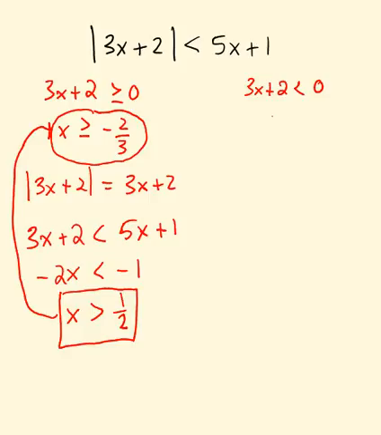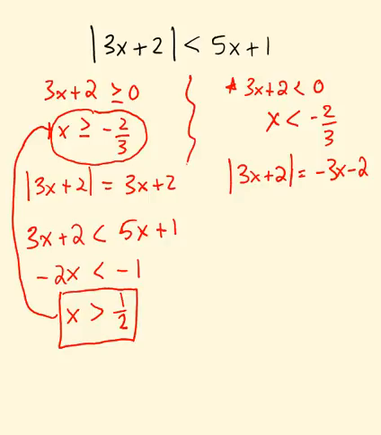Case 2, we're looking for when x is less than negative 2 over 3. Alright, so if this bit here is negative, then the absolute value of 3x plus 2 is going to be the opposite of 3x plus 2. In other words, negative 3x minus 2. So I'm going to plug that back into my original function. So I'm going to go negative 3x minus 2 is less than 5x plus 1. And then solve it the same way.